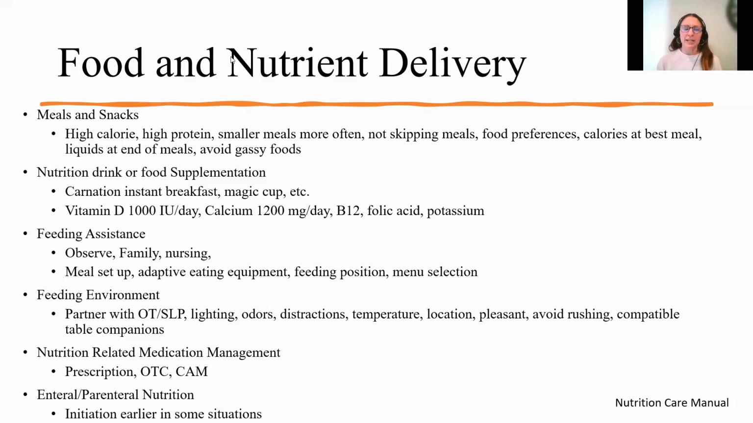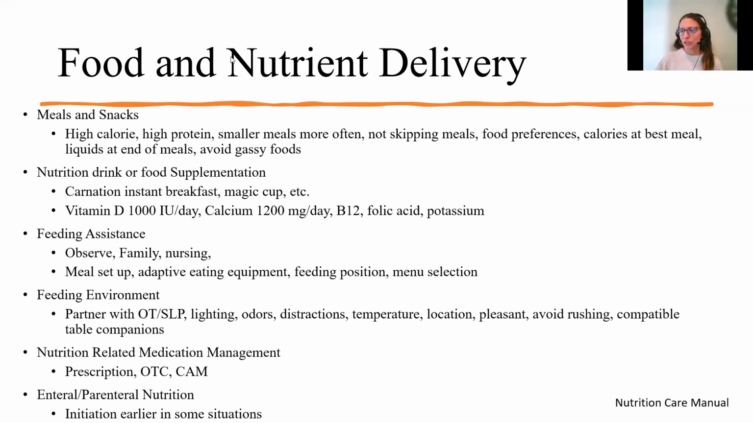If that's not adding enough calories, then we can add a nutrition drink or supplement like Carnation Instant Breakfast or Magic Cup or Boost or Ensure. Most of the time for these, it's whatever the patient likes that they can afford that fits into their day is going to be what I help them with. There are some like Scandishakes that have 800 calories per cup, or there's such a variety, it's hard to even stay on top of all of the nutrition supplements out there.